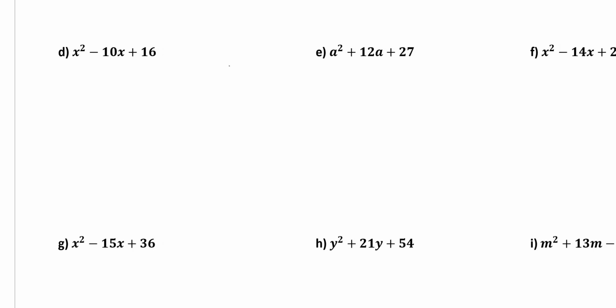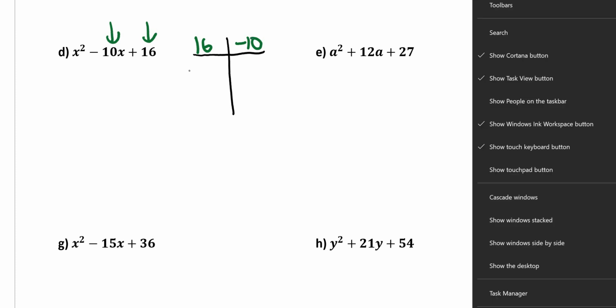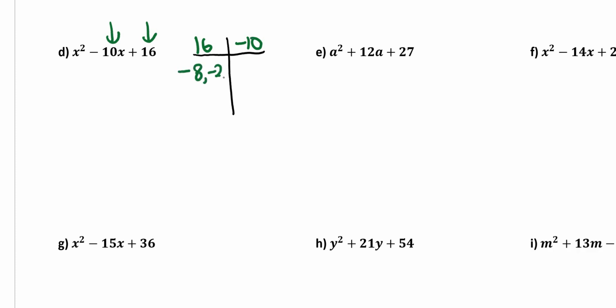Okay, so letter D. Let's set up another table here again. My numbers are 16 and negative 10. All right, so two numbers that multiply to 16 and add to a negative 10 would be negative 8 and negative 2. That definitely gives you the negative 10 there. All right, so two brackets, x's to start off, and then you just copy the numbers into the brackets. So negative 8 and negative 2.